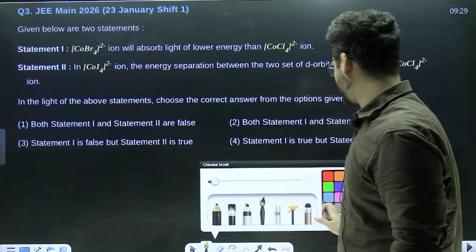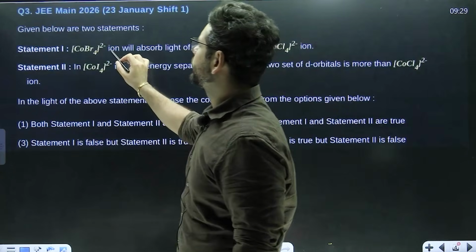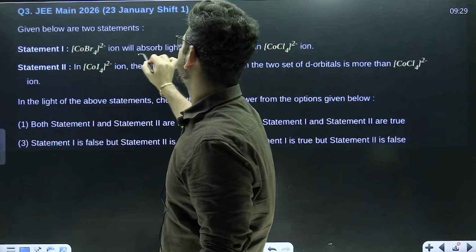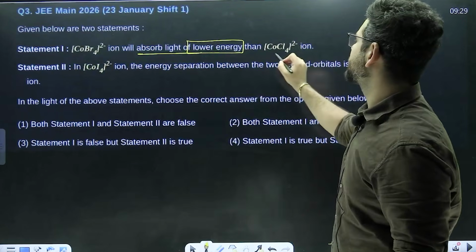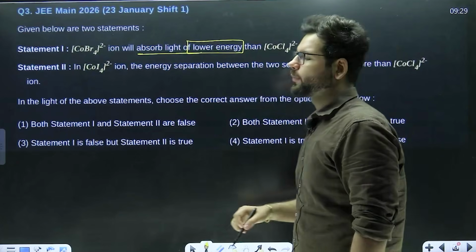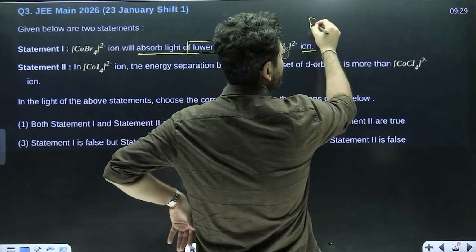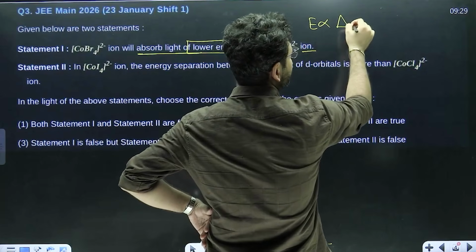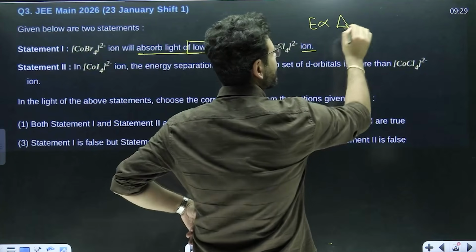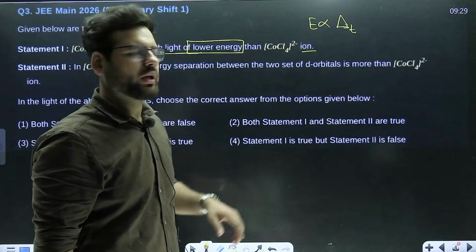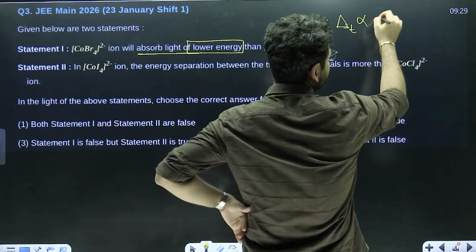Another question from again crystal field theory. They are saying CoBr4 2 negative ion will absorb light of lower energy than CoCl4 2 negative ion. We know that energy absorbed is directly proportional to the crystal field splitting gap. Octa means octa, because this is tetra, so I will keep it as delta T. Okay, more the splitting, more the energy absorbed, and the splitting depends on strength of ligand.